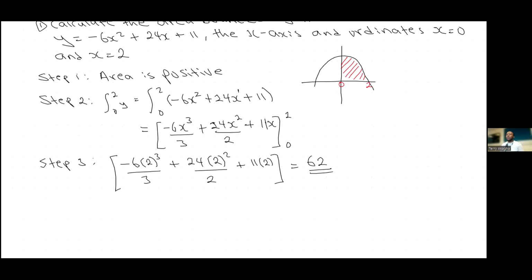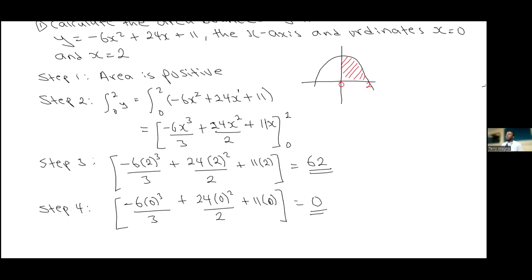Step 4, the next thing we have to do is substitute 0 into this as well. So it's going to be minus 6 times 0 cubed divided by 3, plus 24 times 0 squared divided by 2, plus 11 times 0. And that'll give me 0. Then step 5, the next step, I told you, is y1 minus y2. So it's going to give us 62.